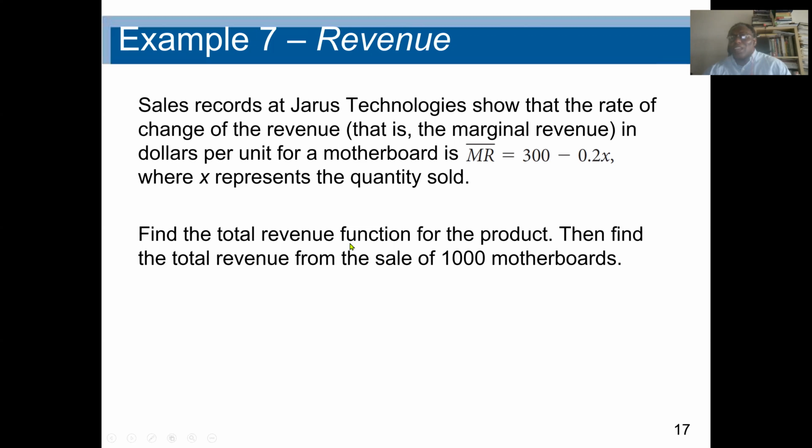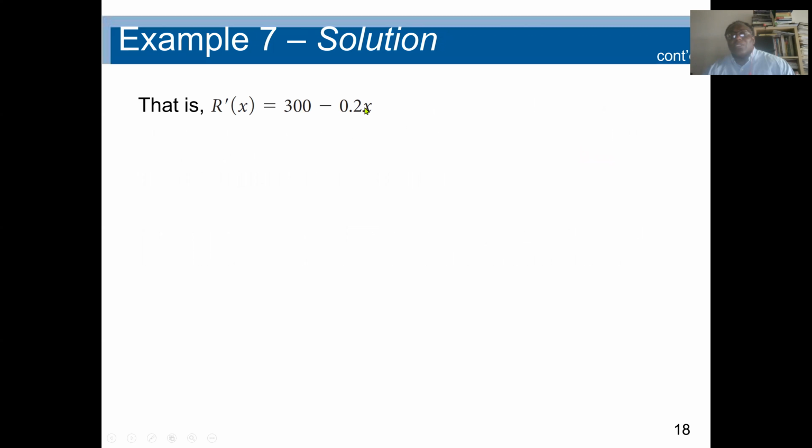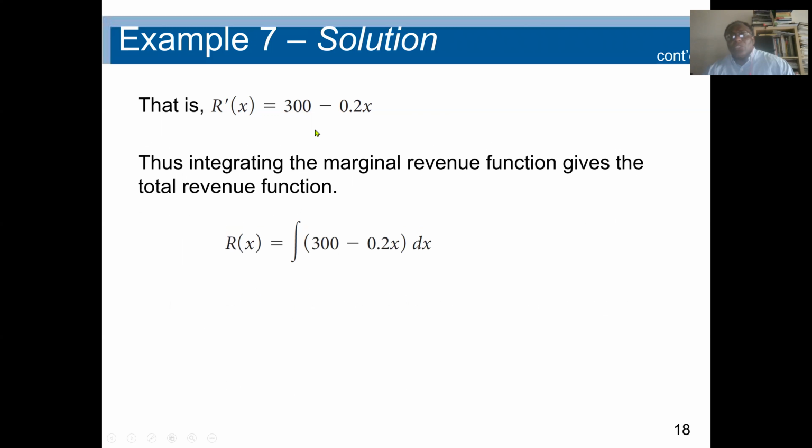Now the question says, find the total revenue function. So the question here is asking us, they gave us the marginal revenue per unit of the item to be this, and now we are looking for the original or the total revenue function for the product. Then after that, we find the total revenue if we make 1,000 motherboard sales. So this solution here means we're going to find the antiderivative of 300 minus 0.2x. And this will be our integral of 300 minus 0.2x dx.